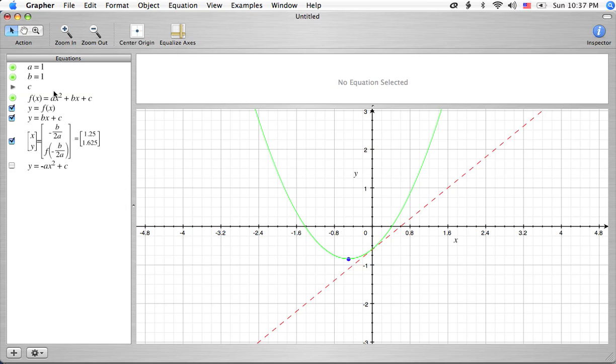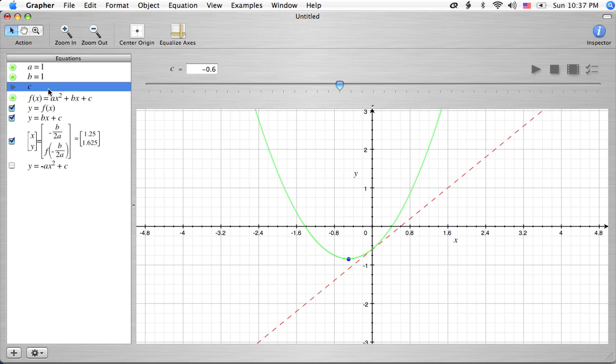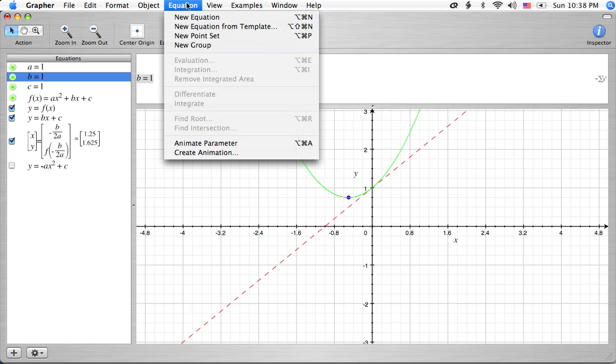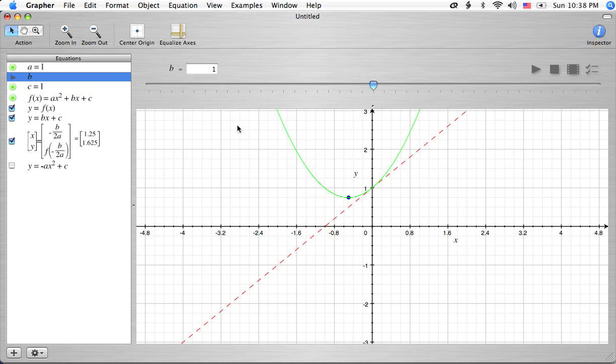If you looked at the video where we were doing C, I mentioned that we actually jumped from A first to C because it was going to be a little easier to do, and you'll see why in just a moment. So let me unparameterize or stop the animation of C and go animate B, and let's see what happens. Remember that the animation is under equation and then animate parameter.